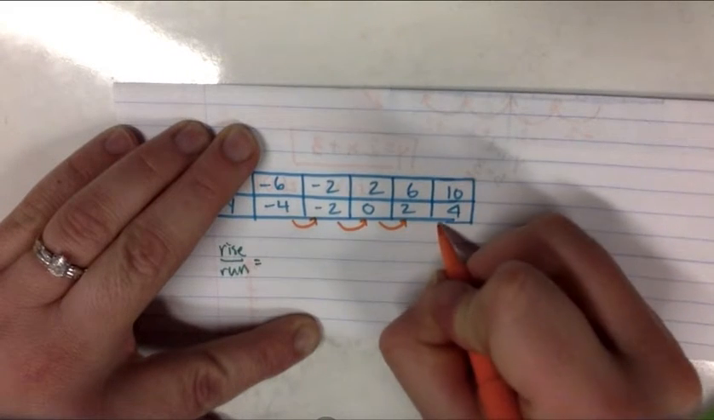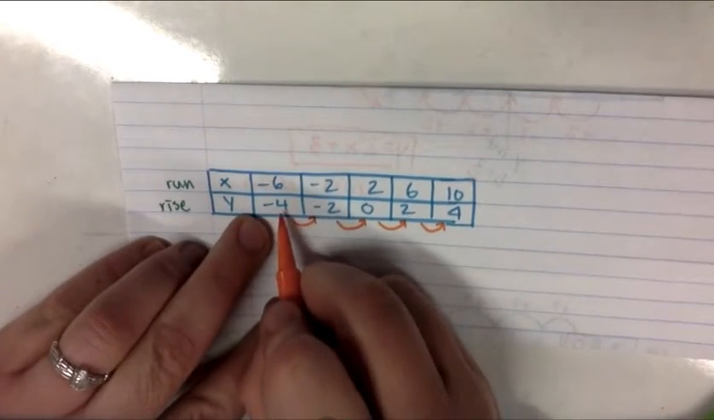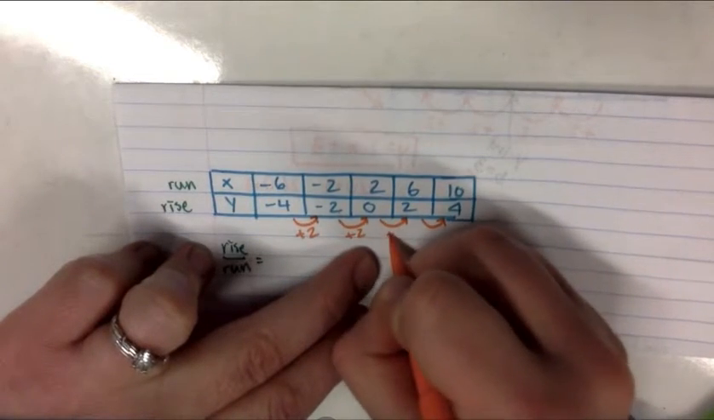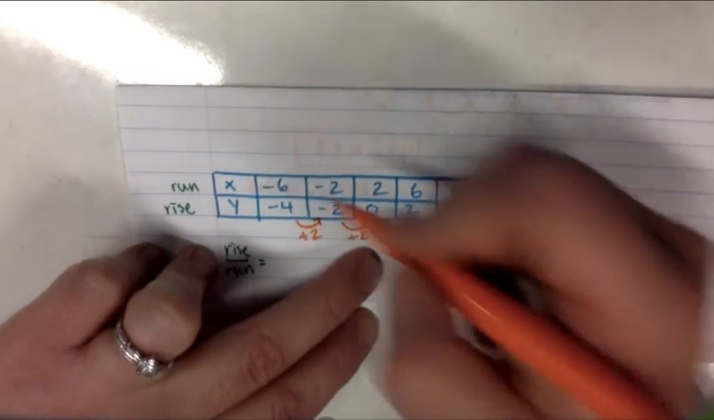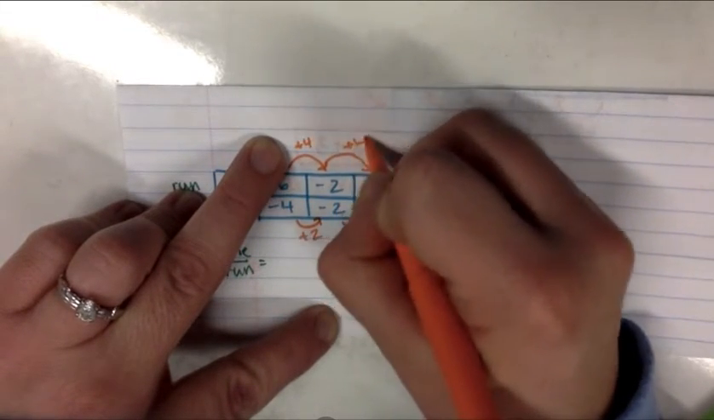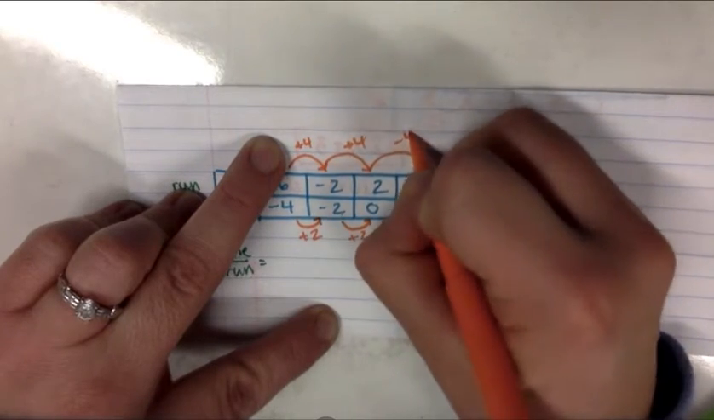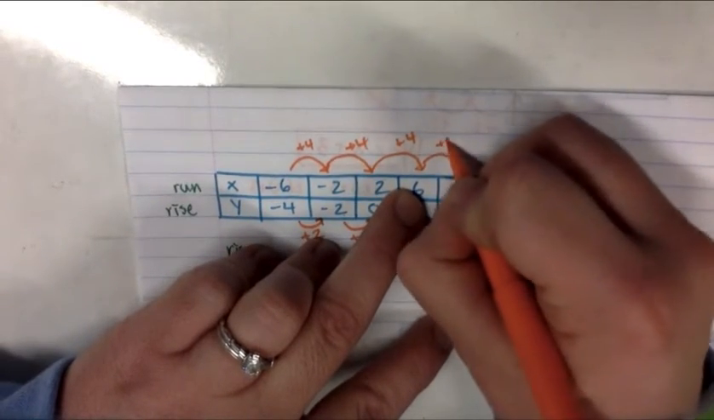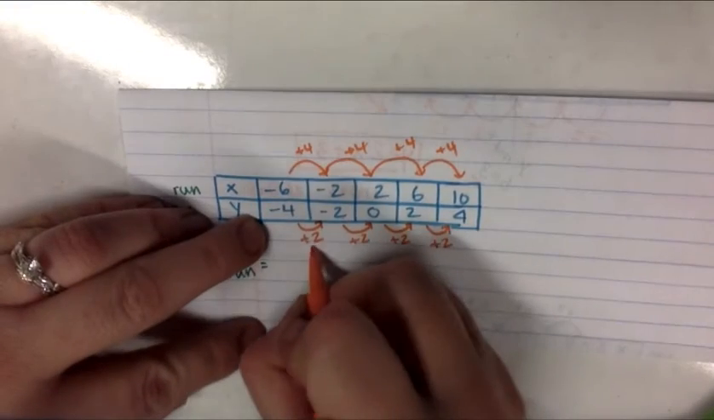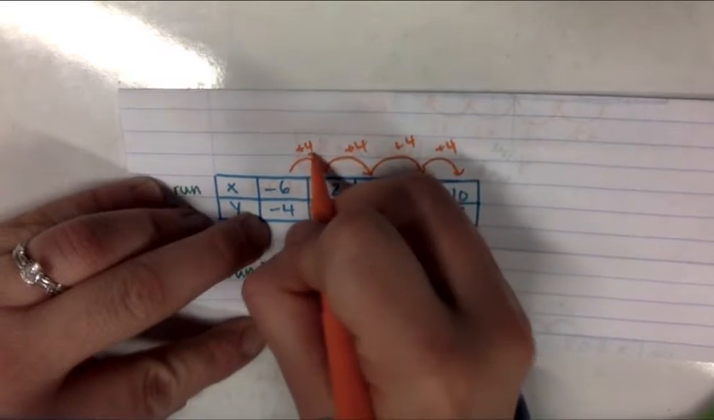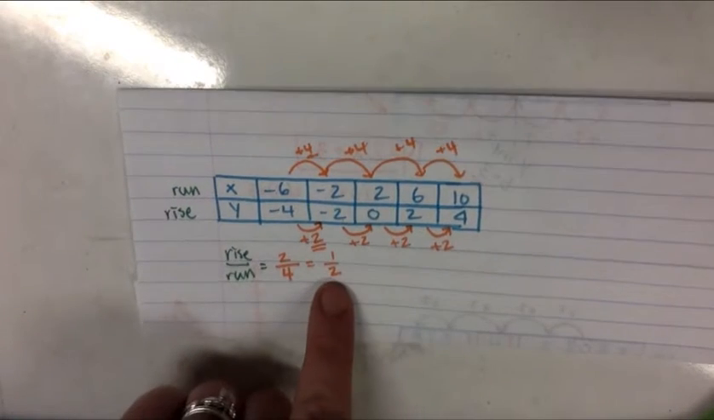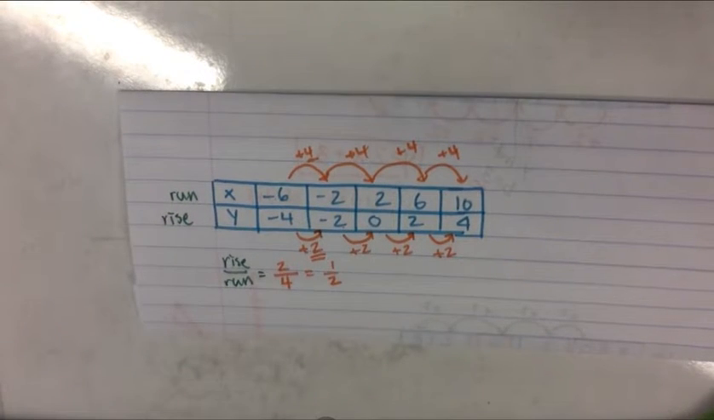So let's find our rise values. From -4 to -2, we are increasing by 2, increasing by 2, increasing by 2, increasing by 2. If I look at my x values, I'm increasing by 4, increasing by 4, increasing by 4, increasing by 4. So if I look at this rise over run, my slope is 2 over 4, which I can then simplify to 1/2. All right, I'm going to take this slope and play around and try to find my y-intercept.